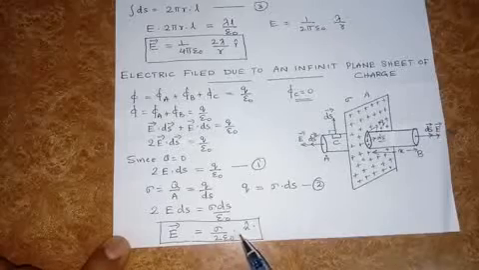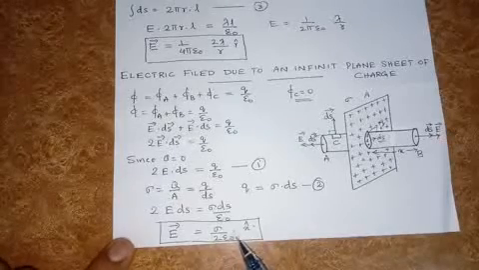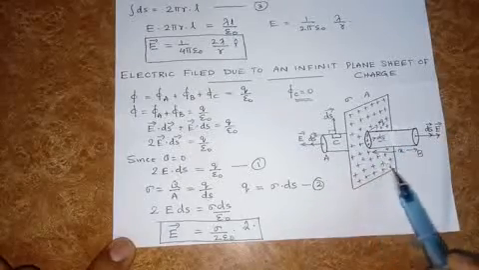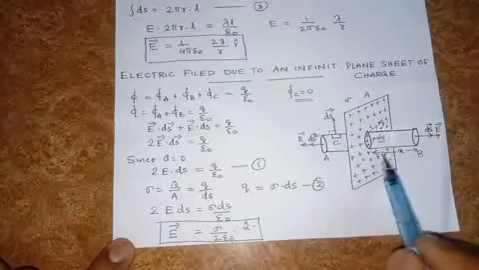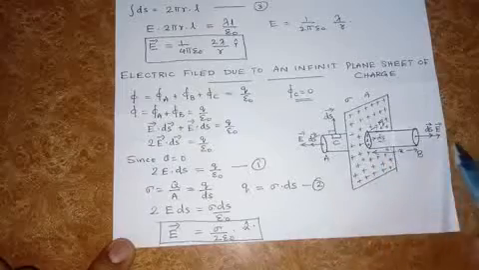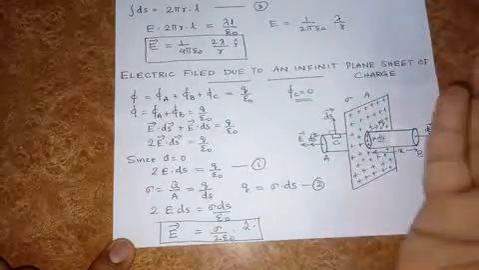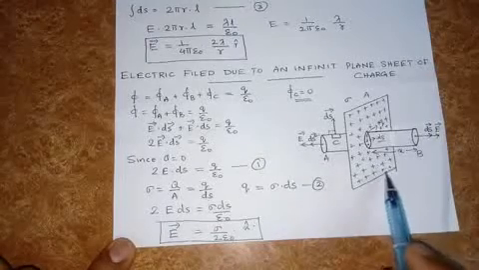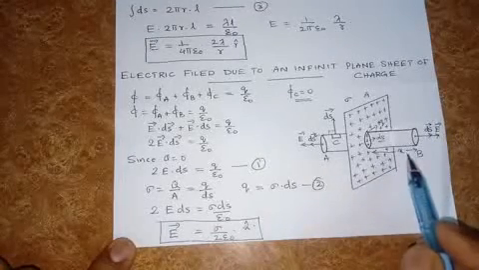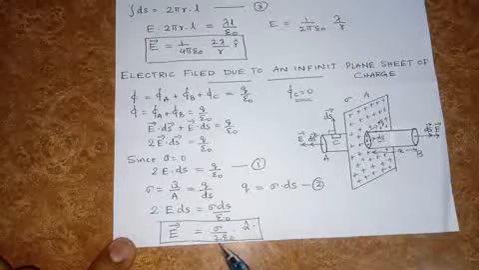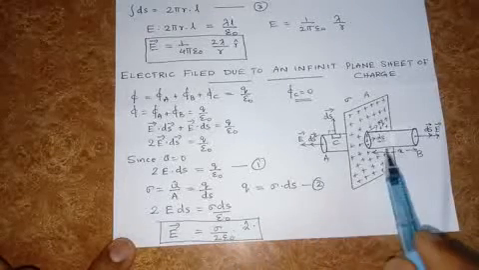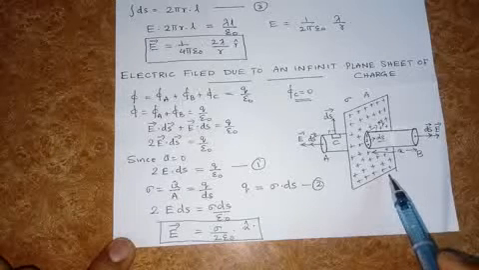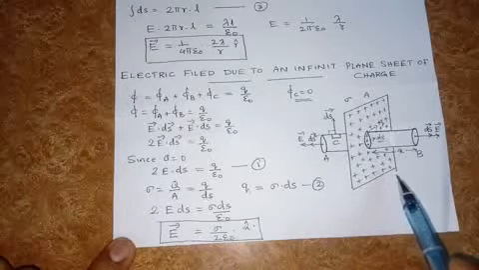Now look at this particular equation. One thing is very clear: the electric field due to an infinite sheet of charge is independent of distance. So irrespective of the distance, everywhere on the right hand side as well as on the left hand side of this infinite sheet, the electric field remains the same. That's a uniform electric field, and its magnitude is sigma by 2 epsilon 0. But it is very difficult to realize practically, because an infinite sheet of charge is very difficult to realize practically.